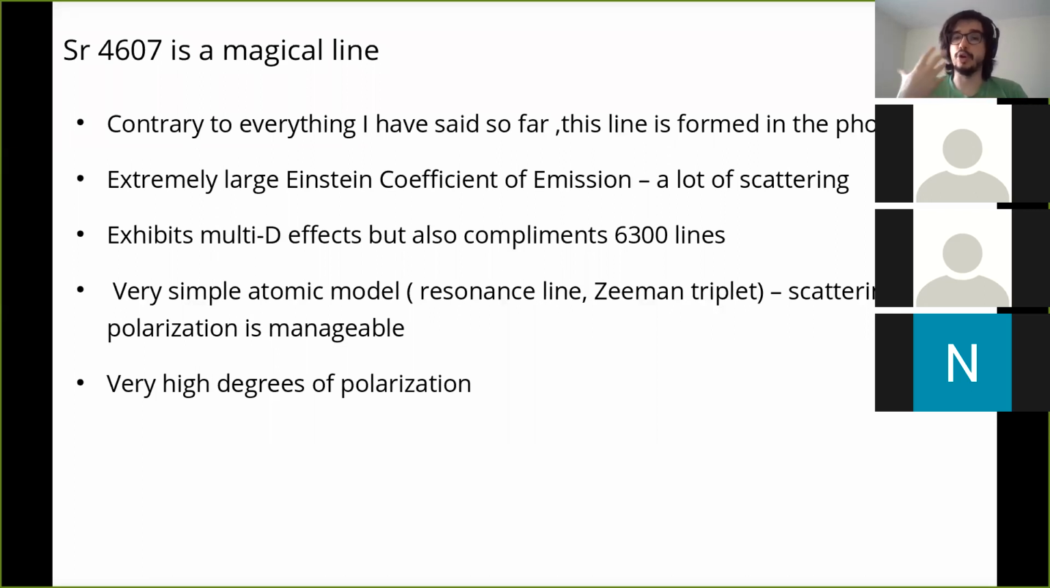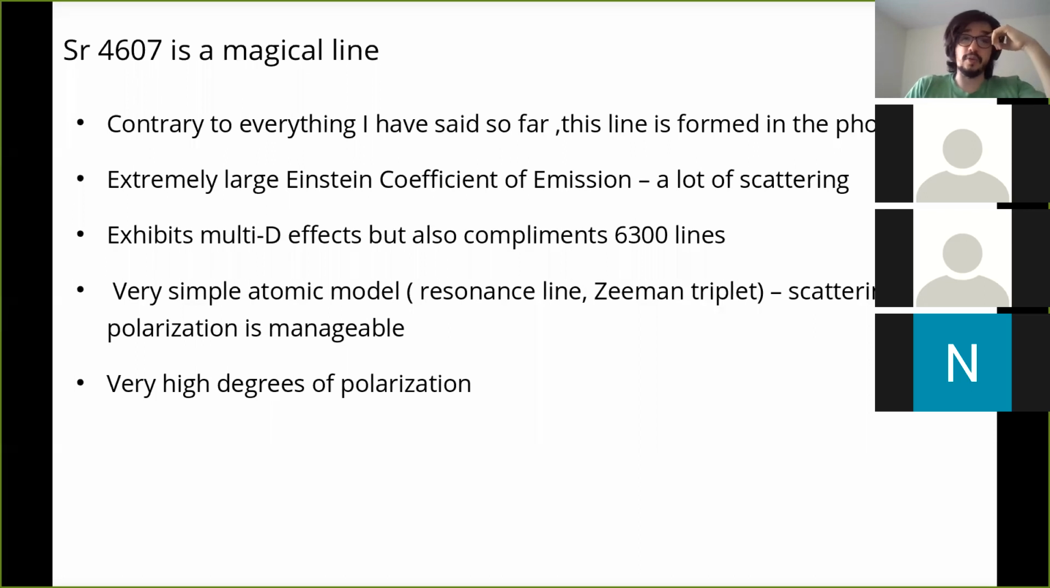It's something called a normal Zeeman triplet, which means it's exactly this cool example where the lower level has J equals 0, so it's unsplit, and the upper level has J equals 1, so it's split in only 3 subcomponents. Scattering polarization is, in this case, relatively easy to calculate. You can use the scattering matrix formalism that I have shown you.